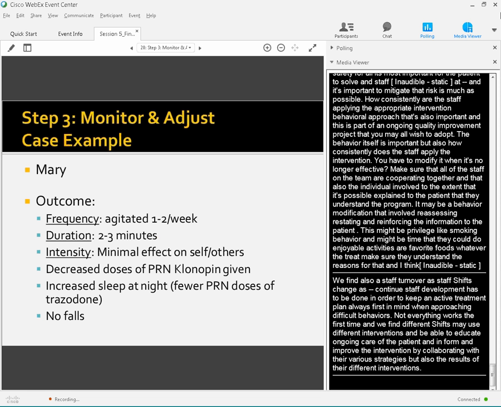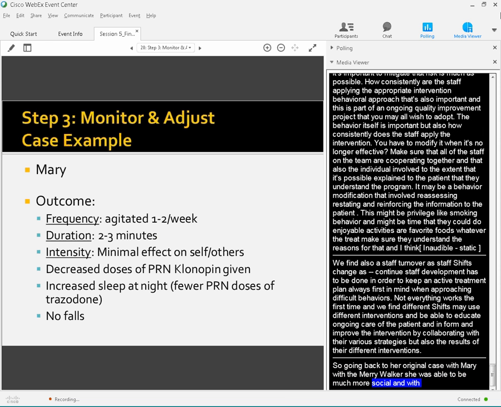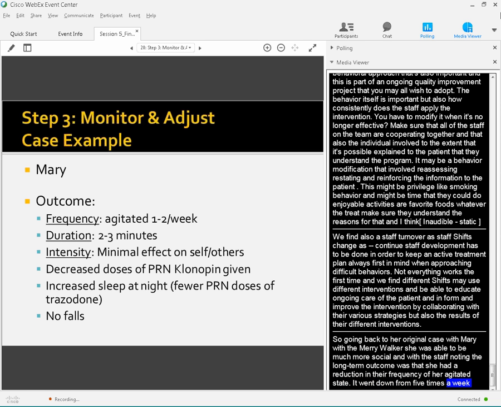So going back to our original case with Mary, with Mary Walker, she was actually able to be much more social, and what the staff noted is that the long-term outcome was that she had a reduction in the frequency of her agitated state. It went down from, I think we said 5 times a week down to 1 to 2 times a week. The duration was still the same, about 2 to 3 minutes, but the intensity of it also had improved, that there was really a minimal effect on the patient and others, meaning staff.